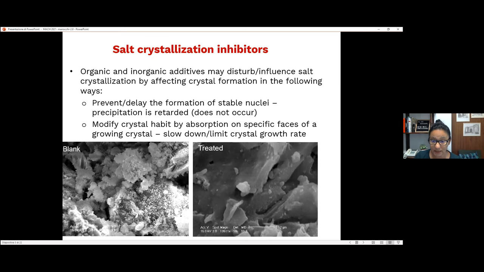On the other hand, we can say that adding a crystallization inhibitor on a porous stone does not affect the transport properties of the material. Here we can see, for example, the effect of the treatment of a brick sample with an inhibitor formulation developed by our group, about which I will tell you in a minute. On the left, you have the untreated sample. On the right, you have the treated one. You can see how the presence of the inhibitors changes dramatically the crystal morphology and, most importantly, the crystal size.